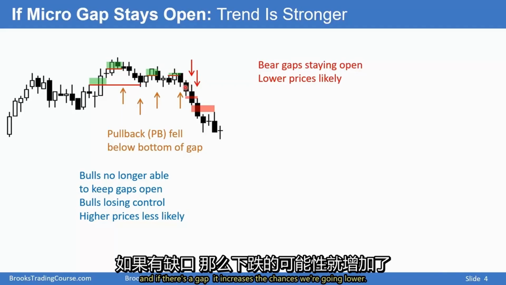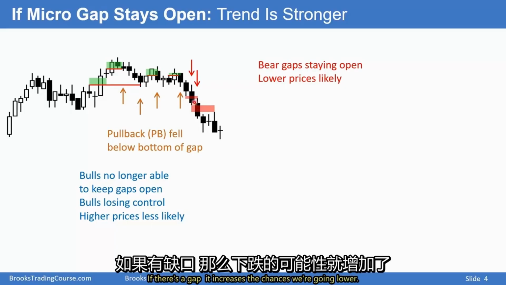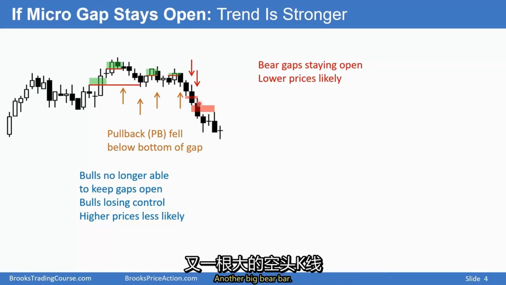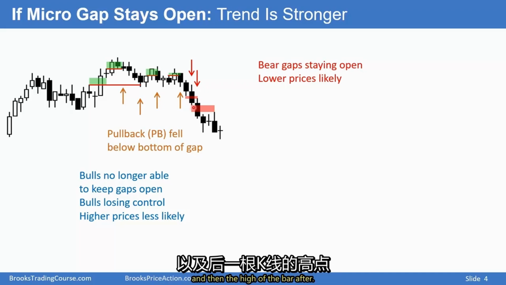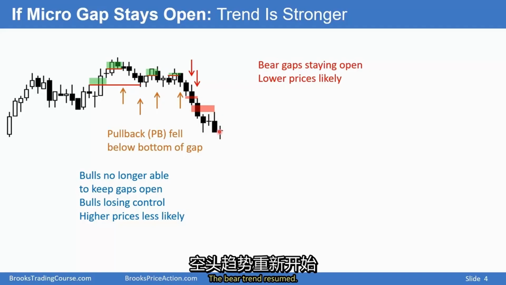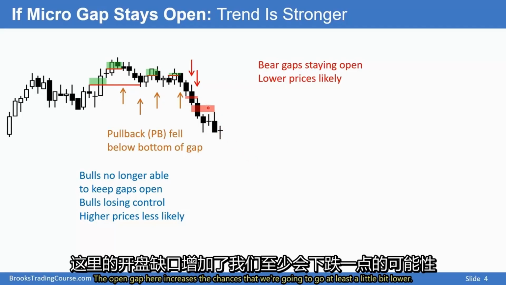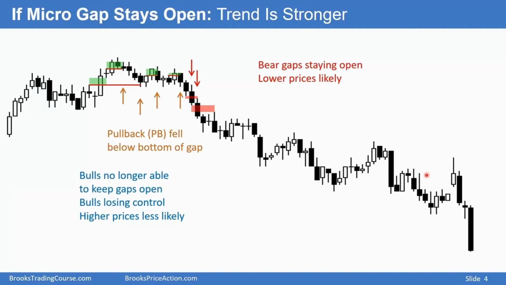And now we're getting bear trend bars. Here we have a bear trend bar. So I look at the high of the bar after and the low of the bar before, and if there's a gap, it increases the chances we're going lower. Another big bear bar. I look at the low of the bar before, the breakout point, and then the high of the bar after, we have a gap. We tried to close the gap here, but this pullback did not close the gap. The bear trend resumed. The open gap here increases the chances that we're going to go at least a little bit lower. In this particular case, we went a lot lower.